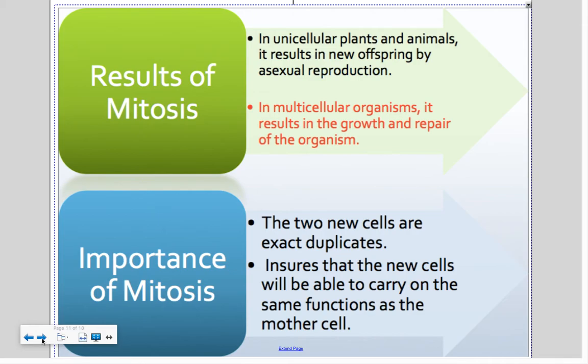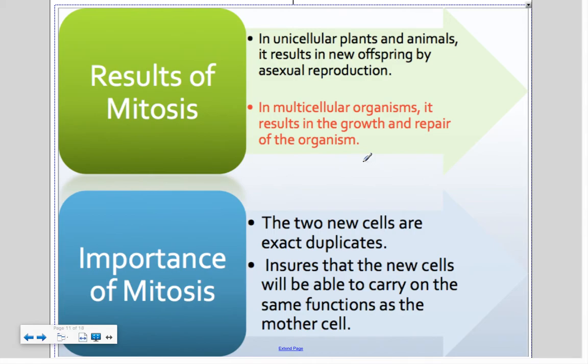So in the end, the results we get from mitosis. In unicellular plants and animals, it results in new offspring by asexual reproduction. Think of bacteria. Bacteria undergo asexual reproduction where they are basically reproducing by making exact copies of themselves. In multicellular organisms, it helps us, for example, grow and repair the organism.